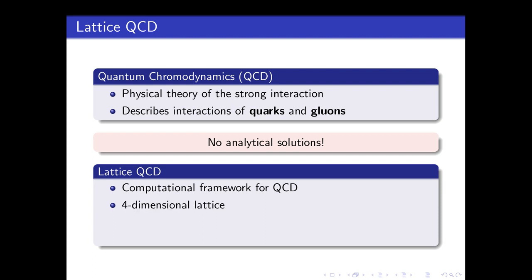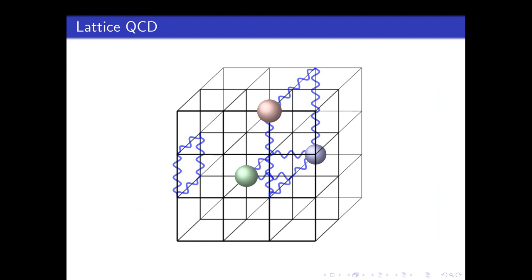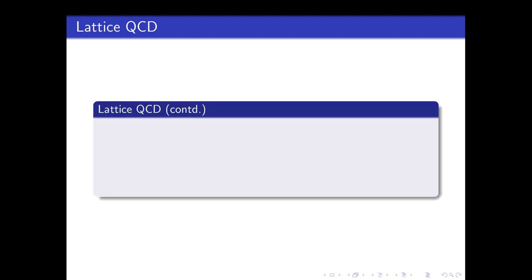This is done by considering only a finite number of equally spaced points in space and time that form a four-dimensional lattice. On this lattice we then have the quarks that live on the lattice sites and the gluons that live on the links between those sites. You may imagine it looking something like this, with the balls representing the quarks that live on the lattice sites and the wiggly lines representing the gluons living on the links between those sites.